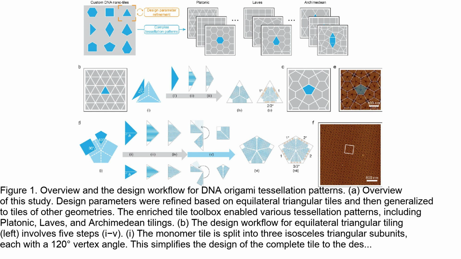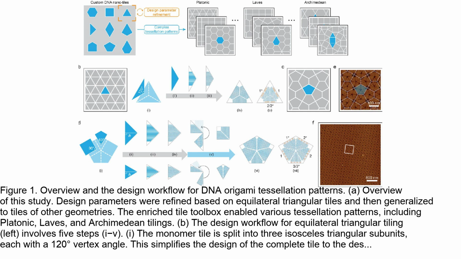The monomer tile is split into 2 types of quadrilateral subunits, one square and one kite-shaped, which are then converted into line segments and DNA double helices. The isosceles triangular subunits are reconfigured to obtain the desired quadrilateral subunits by rotating 1/2 of the subunit around its apex. The complete tile is assembled from 2 copies of the square subunits and 3 copies of the kite-shaped subunits.